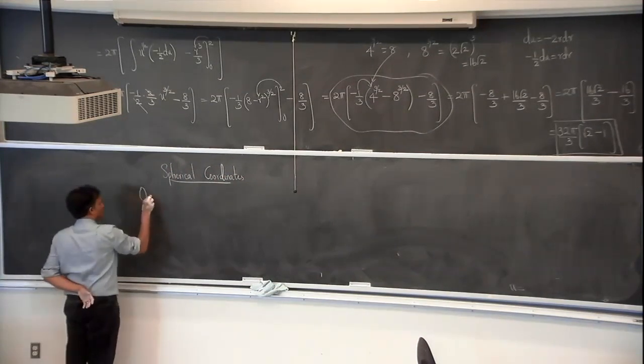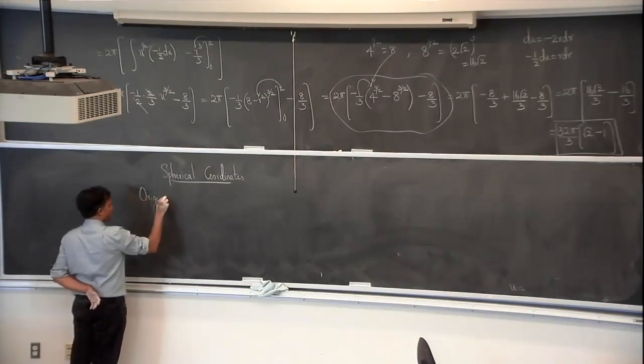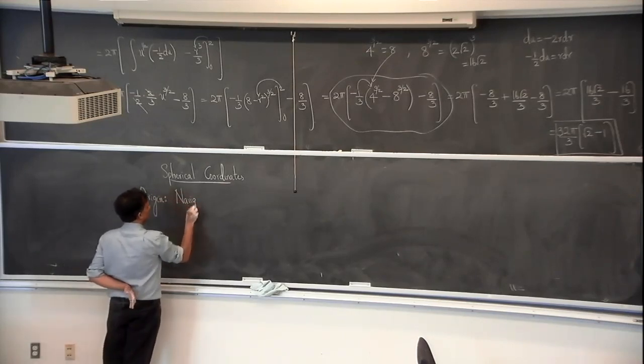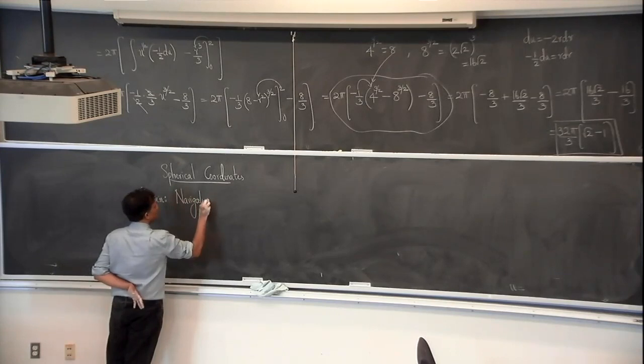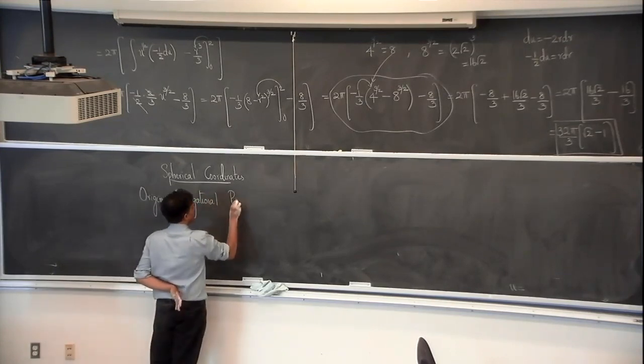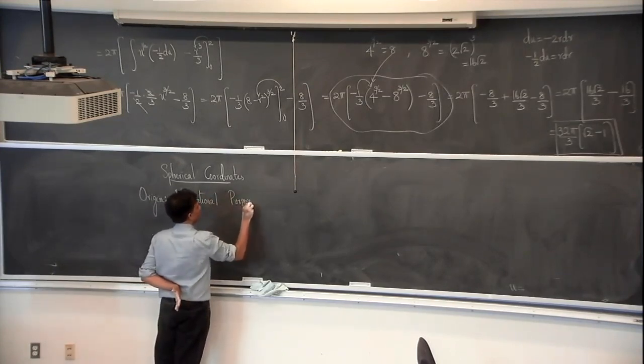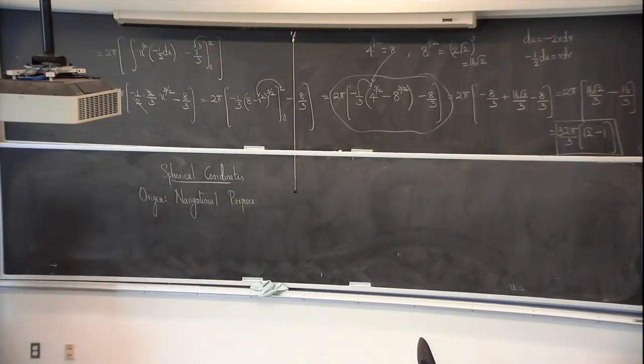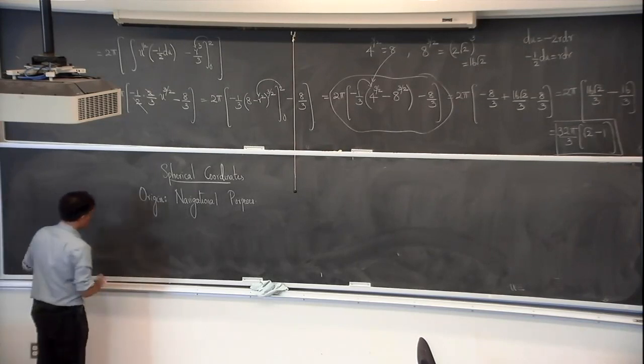The origin of spherical coordinates, as you can guess, is for navigational purposes. Yes, 99% of people on this planet believe that Earth is spherical in shape. So that is the whole purpose of defining spherical coordinates. We kind of ignore that other 1% who think it's a flat planet. That's not our problem.